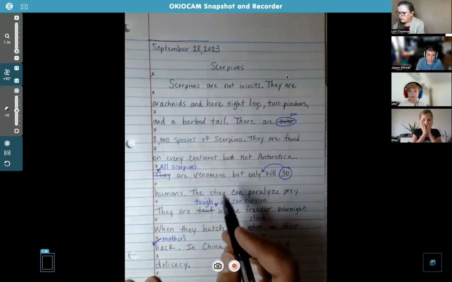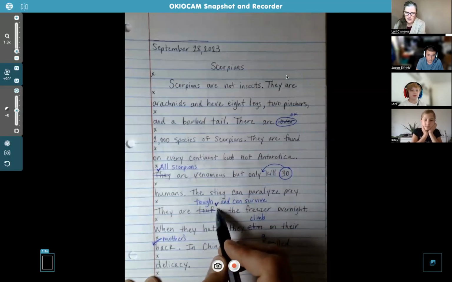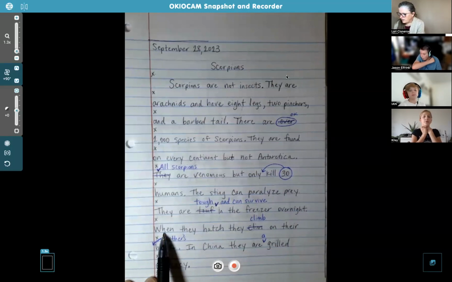It's true. But notice this symbol right here. This is called a caret, and it's not like a carrot we eat, right? This is a symbol to add something to that spot. It's almost like part of an arrow right there. And then I kept going.